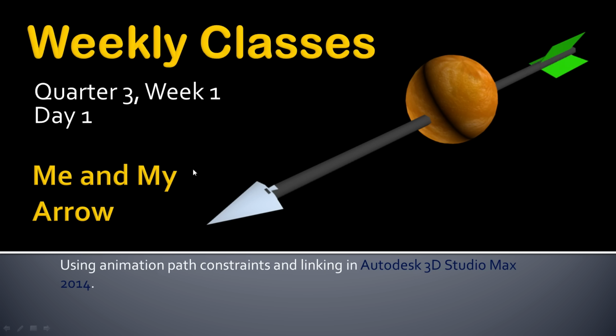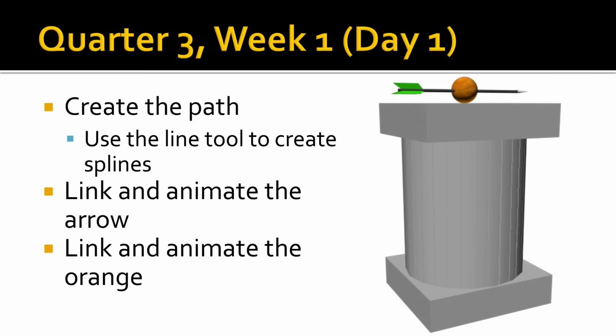All right. Anyway, today we're going to talk about path constraints and linking in Autodesk 3D Studio Max 2014. We're going to create a path. We're going to use the line tool to create a path. Then we're going to link and animate an arrow to follow that path. Then we're going to link and animate the orange to get picked up by the arrow, and then follow it around. Right? And then maybe just maybe we'll have it so the orange itself gets dropped off again.